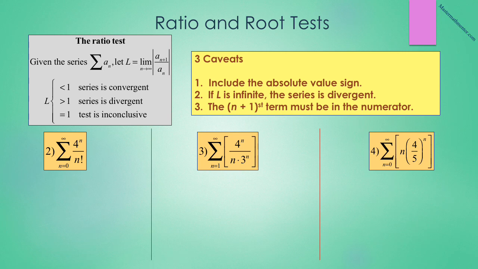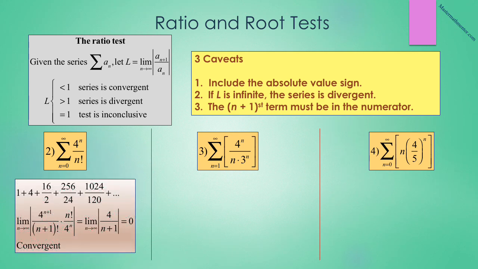In problems 2, 3, and 4, we are to expand the series and then use the ratio test to determine the convergence or divergence of the series. In number 2, we are given summation n equals 0 to infinity of 4 to the n over n factorial. Our first term is 1 because 4 to the 0 is 1 and 0 factorial is defined as 1. And then our subsequent terms are 4, 16 over 2, 256 over 24, 1024 over 120, plus dot, dot, dot.